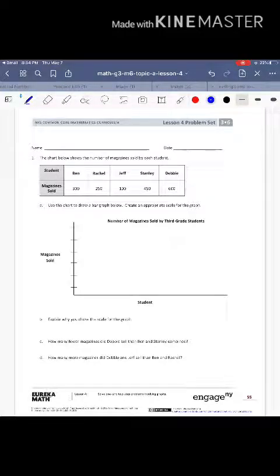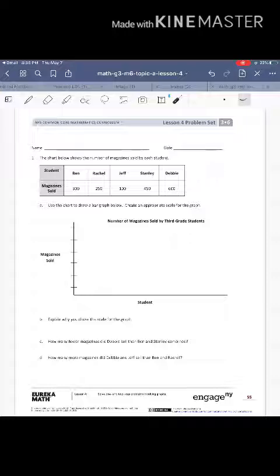Okay, so let's read first. That's what we always do. We read first. This chart below shows the number of magazines sold by each student. So we have two lines with different information. In the first one, we have the name of the students: Ben, Rachel, Jeff, Stanley, and Debbie. And on the next one, we have the number of magazines that each one of them sold. Okay? Ben sold 300, Rachel 250, Jeff 100, Stanley 450, Debbie 600.